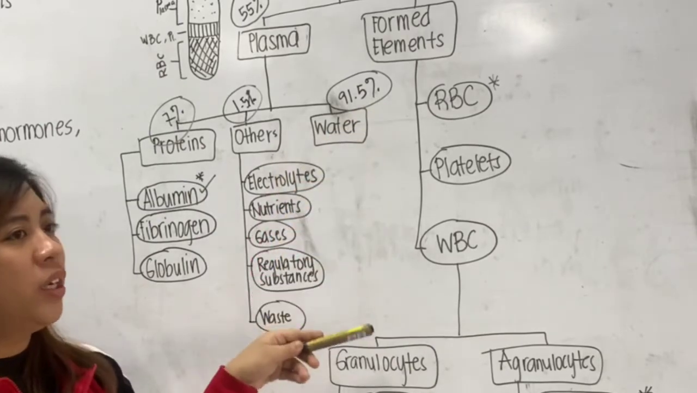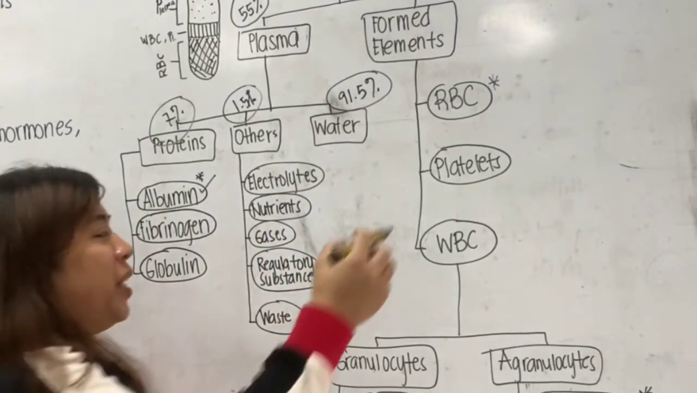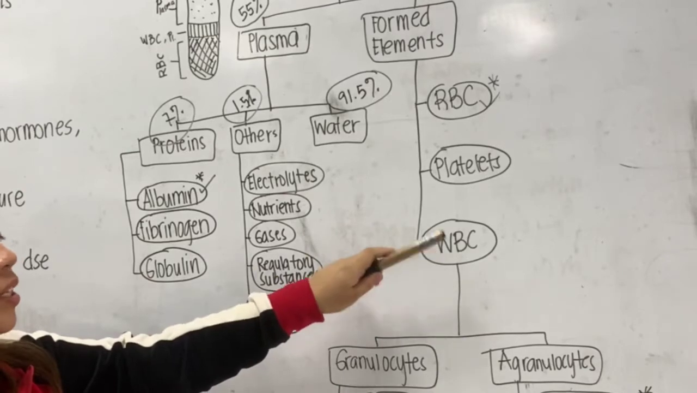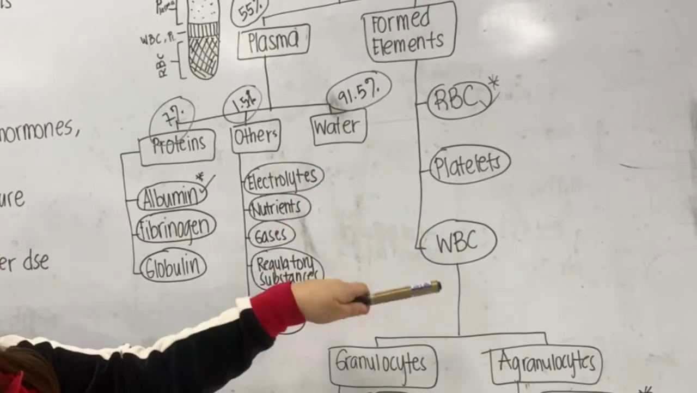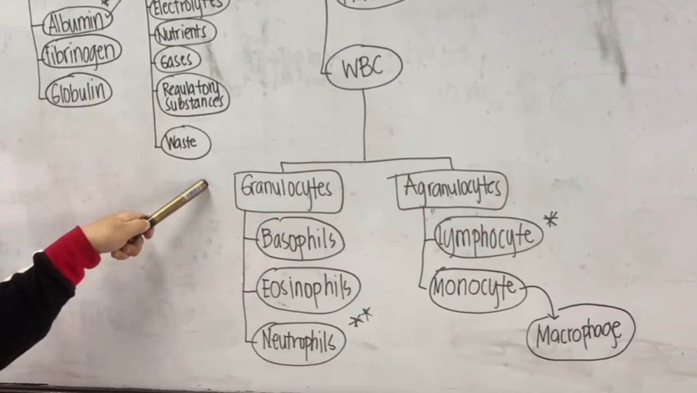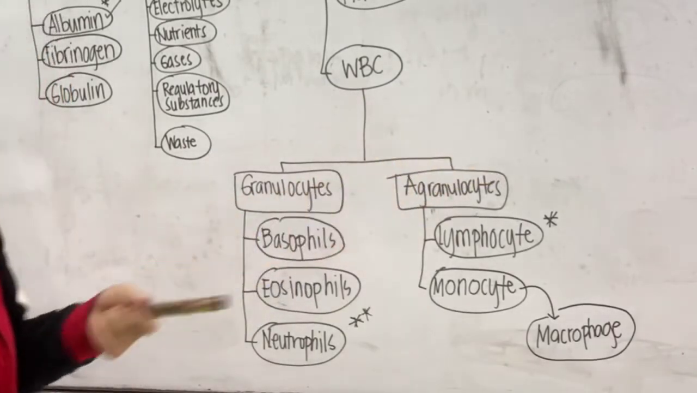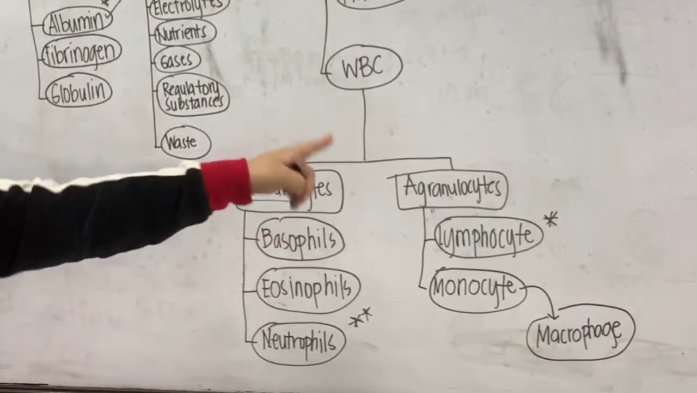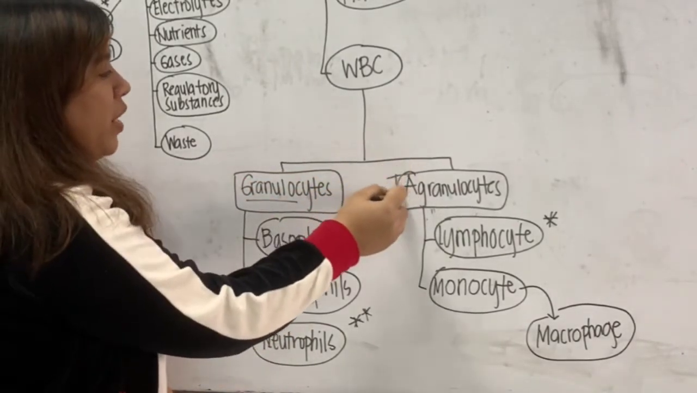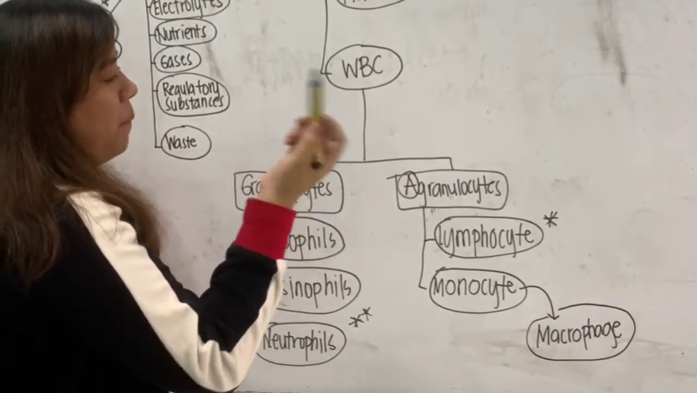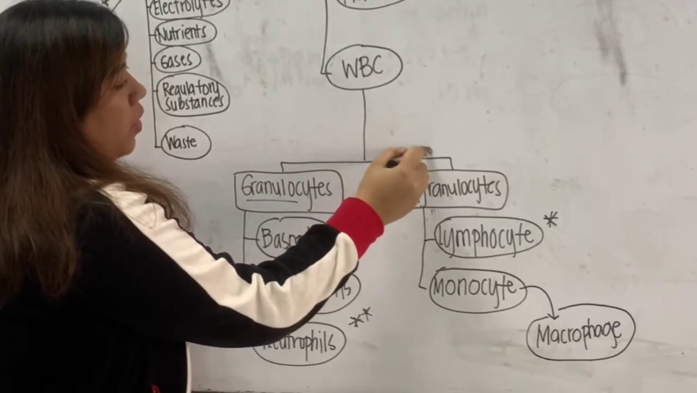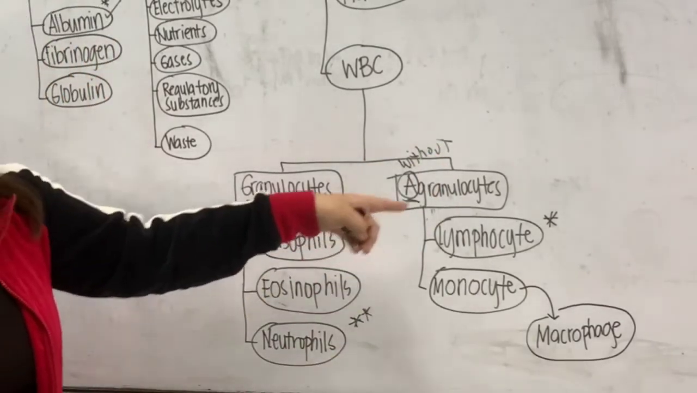These are arranged in order of which is most numerous. The most numerous of all is your red blood cells, followed by your platelets, and the least is your white blood cells. Further, white blood cells have types. You have your granulocytes and agranulocytes. The main difference is that granulocytes have granules. With agranulocytes, when you see the letter A before a medical terminology, this means without. So agranulocytes are without granules.